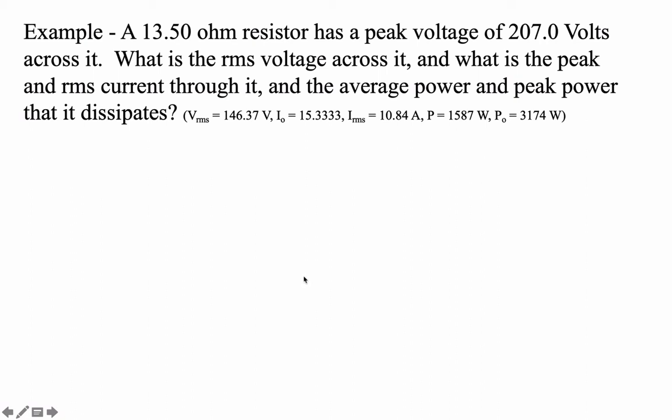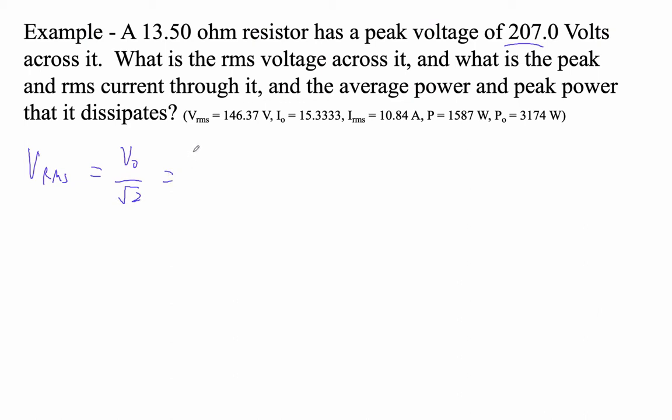All right, so here's the unnecessarily long example problem. A 13.5 ohm resistor has a peak voltage of 207 volts across it. And of course, the first thing you want to do is don't use peak voltage. What is the RMS voltage across it?